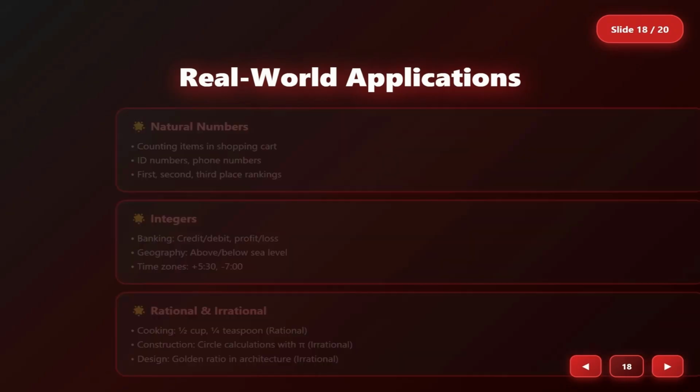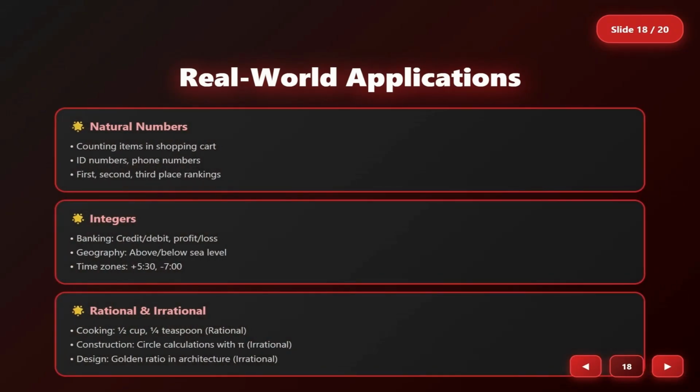Let's see where we use these numbers in real life. Natural numbers. We use them for counting items in the shopping cart, ID numbers, phone numbers, first, second, third place in competitions. Integers. We use them for banking, like showing credit as positive and debit as negative. Geography, elevation above sea level or below sea level. Time zones, plus 5.5 hours Greenwich Mean Time and minus 7 hours Greenwich Mean Time.